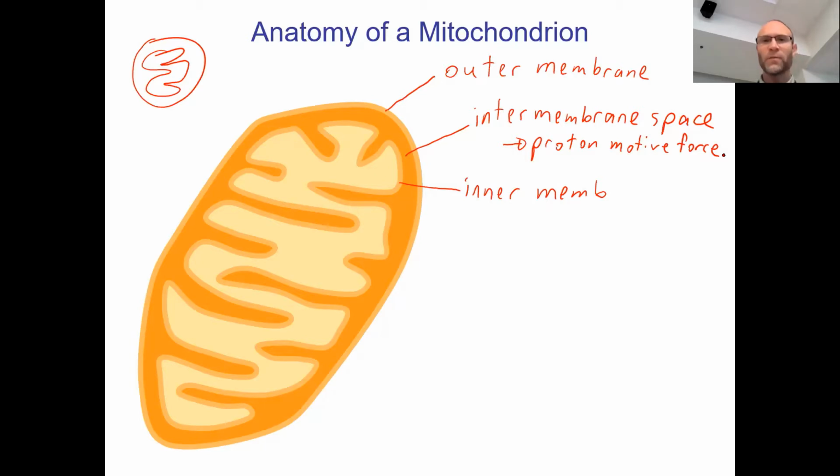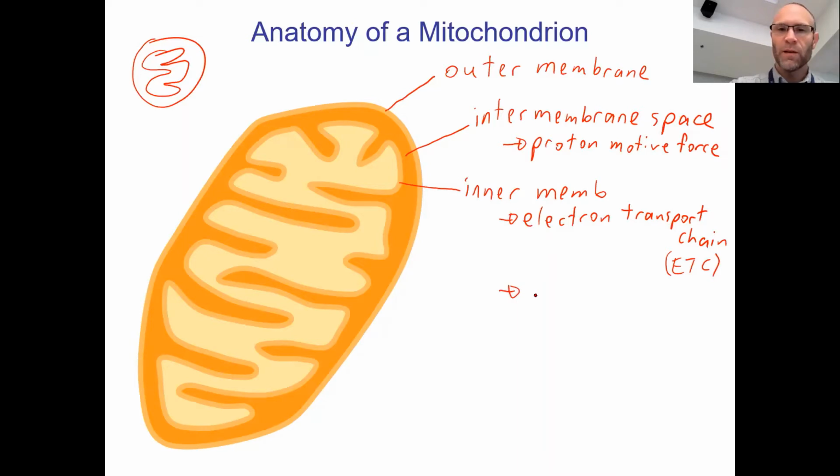The inner membrane, this is where we have the electron transport chain. By the way, from now on, I'm just going to call it the ETC when I write it because it's a lot quicker to write. And we also have the ATP synthase. We're going to use both of those as part of oxidative phosphorylation to make ATP.